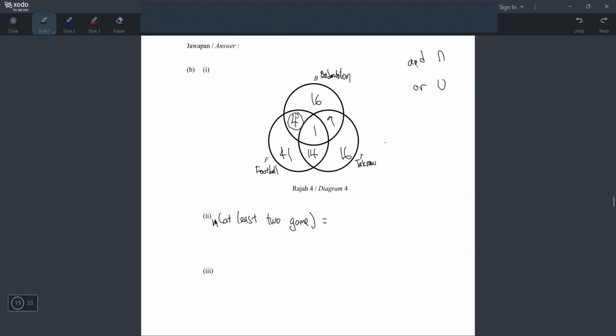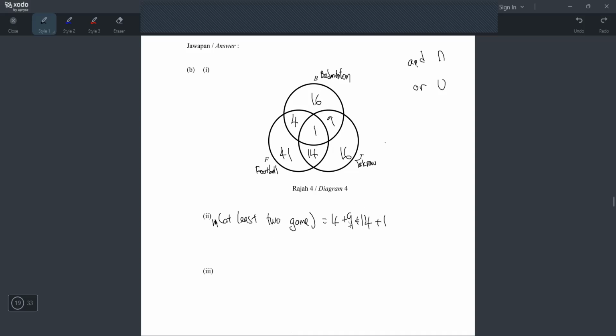Because for this four person, what do they play? Football and badminton only. But they said at least 2 games, right? At least 2 games means 2 games or more. So 2 games lah. So these 4 students play 2 games. So it's okay. This 9 is also okay because they play 2 games only. This 14 is also okay, they play 2 games only. This 1 is also okay because they play 3 games.